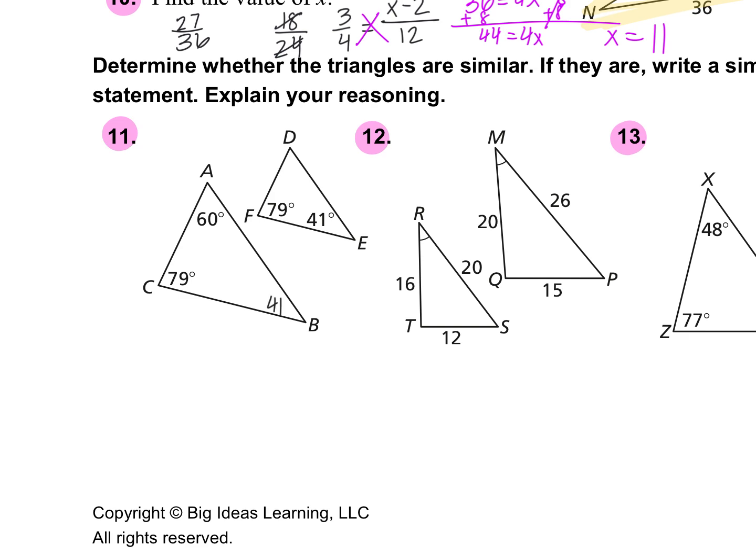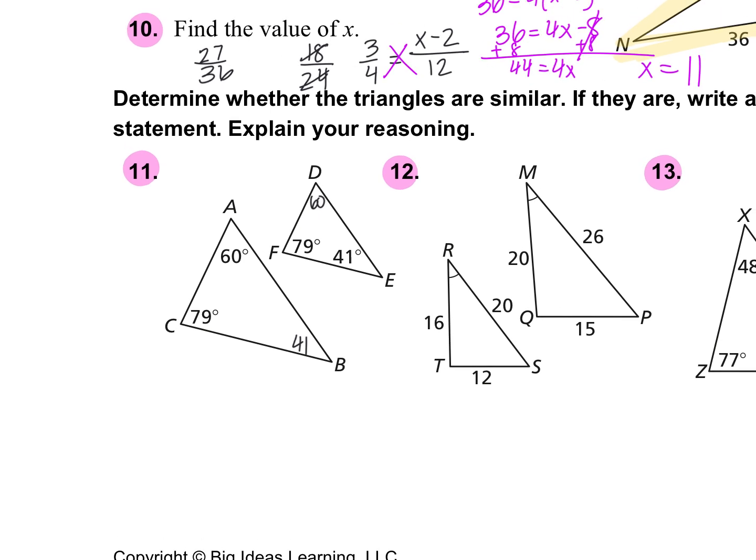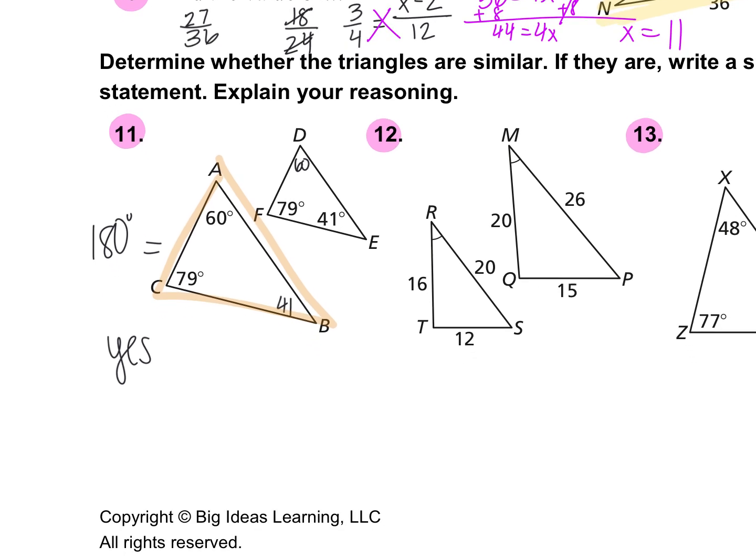I'm going to have 41 and 60. If I add all of these for one triangle only, does that equal 180? Yes, so they are similar. And now you have to write a similarity statement. Please understand what a similarity statement is because some of you are getting it wrong.